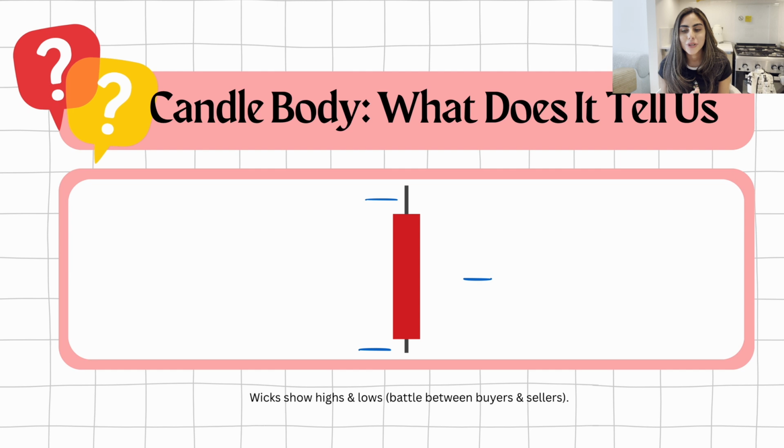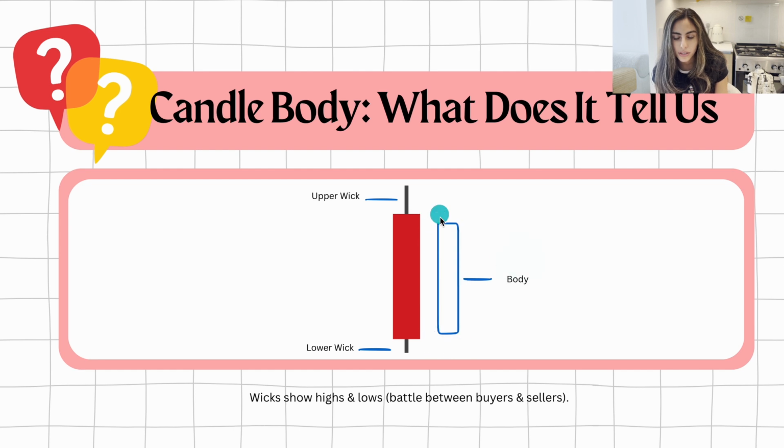So, candle body, what does it tell us? Okay, you're looking at this. It looks very confusing, right? But don't worry, I've got you. This line over here is called the upper wick, and the line at the bottom is called the lower wick. Some people call it a shadow, some people call it a wick. It's up to you. I prefer to call it a wick because that's how I got taught. A wick essentially shows the highs and lows of the battle between buyers and sellers. And then the middle part is the body, which is this over here, which I just drew for you guys.